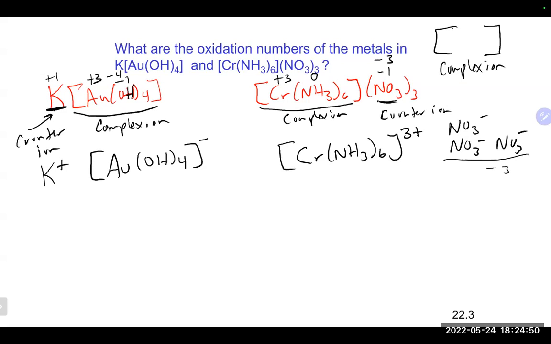Also, nice demonstration: in one case the complex ion is negative, and in the other case the complex ion is positive. So the oxidation state of both of those metals there is +3. Any questions on that there?